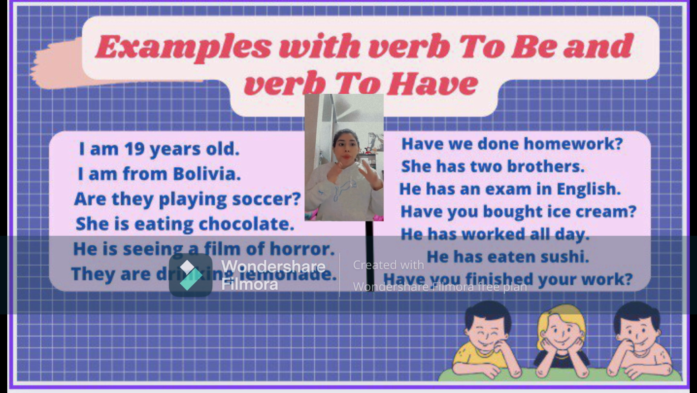Examples with the verb to be and the verb to have. I am 19 years old. In this sentence, the function is the main verb because am is the principal verb. I am from Bolivia. In this sentence, the function is the main verb because am is the principal verb. Are they playing soccer? In this sentence, the function is the auxiliary verb and the main verb. Auxiliary verb because are is helping in the formulation of the question.